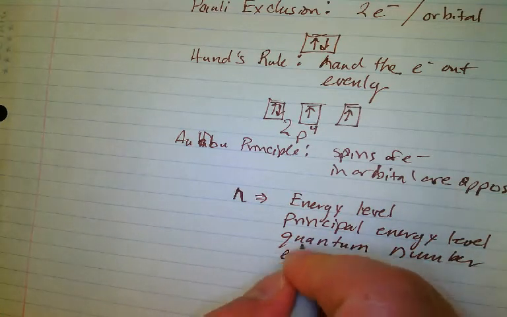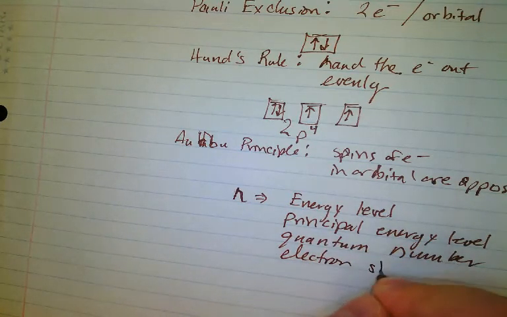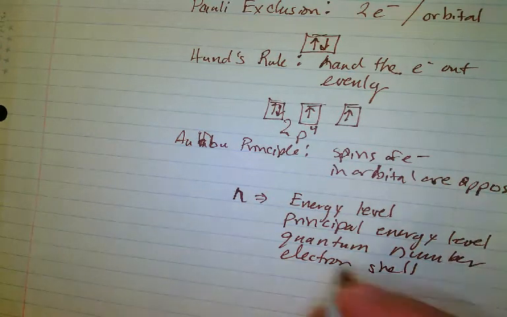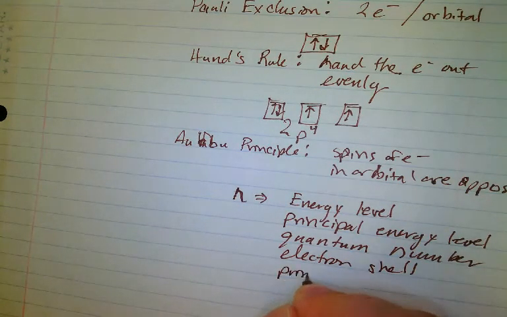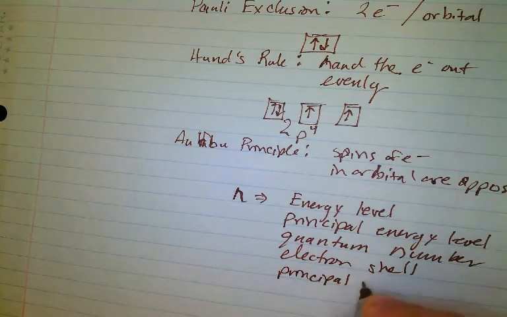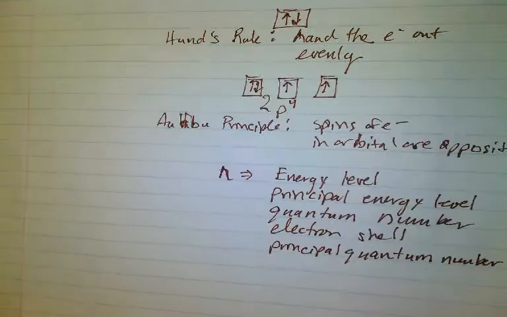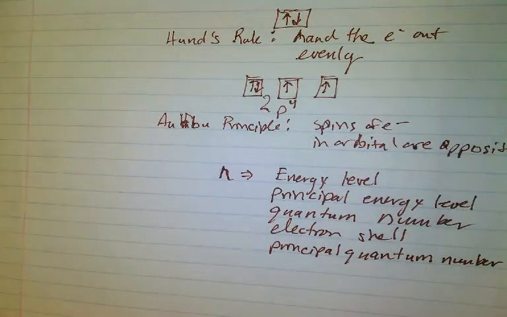They called it an electron shell. I tried to write them all down in my notes. Okay? They called it a principal, also a principal quantum number. Look at all those names for n. That's crazy, isn't it? No wonder it's confusing. All it is is the energy levels. And the energy levels are on your periodic table.